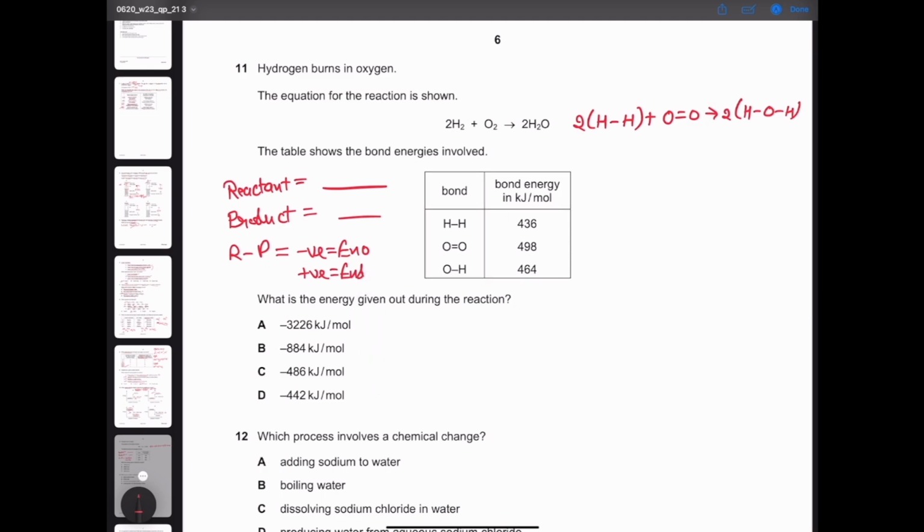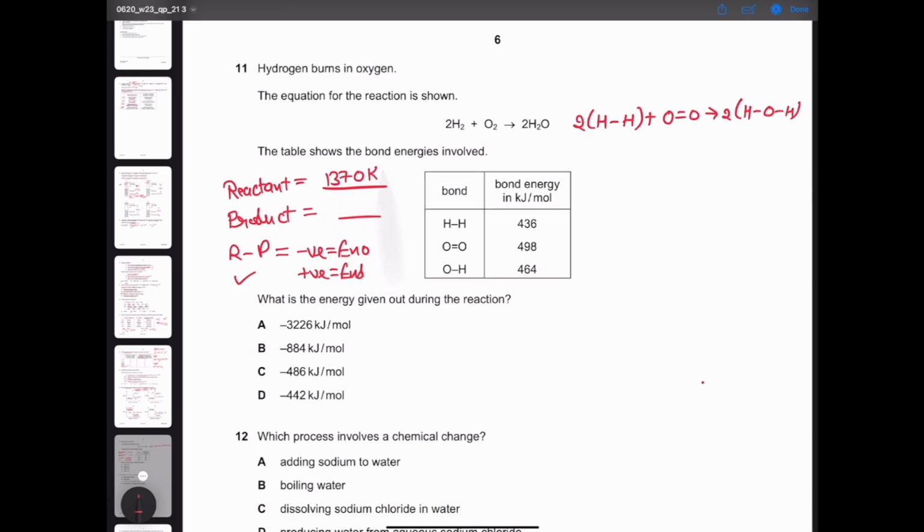There are a lot of methods out there to solve these kinds of questions, but I find this as the simplest one and my students do as well. All right. So reactant minus product, negative exo, positive endo. All right. Now let's calculate for reactants. What is the energy given for hydrogen bonded to hydrogen? It is 436. So we'll do 436 times 2 plus oxygen double bond oxygen is 498. So the reactant's energy is coming out to be 1370 kilojoules per mole.